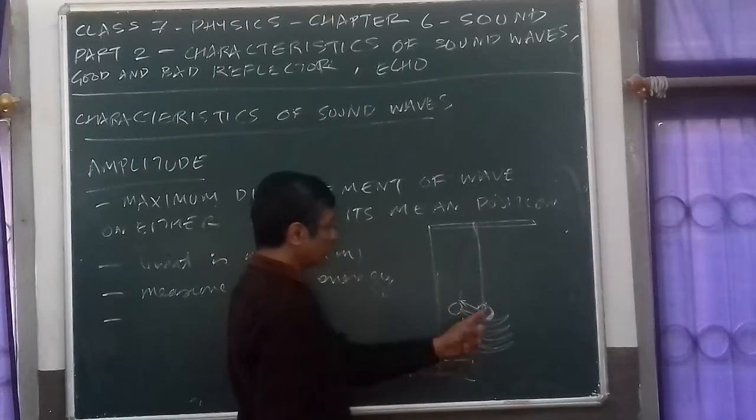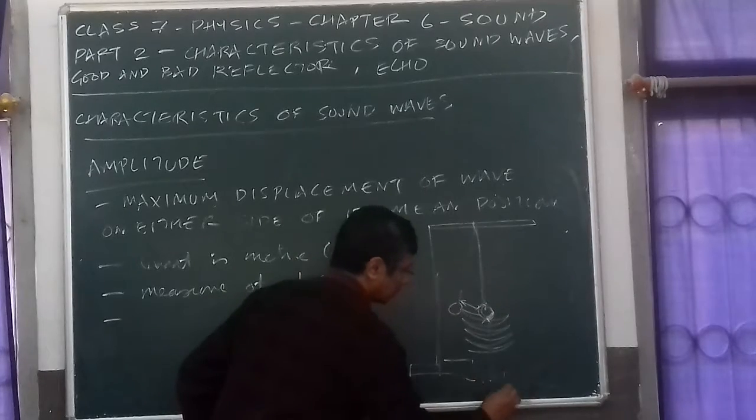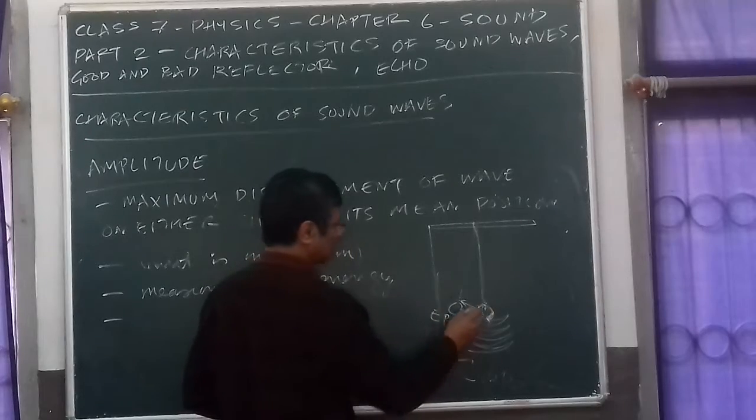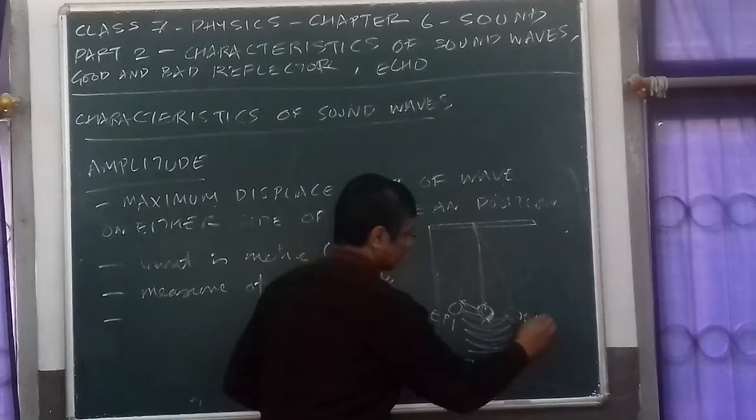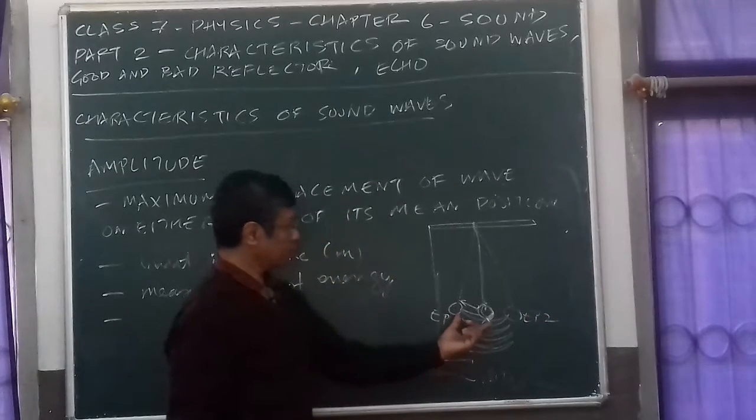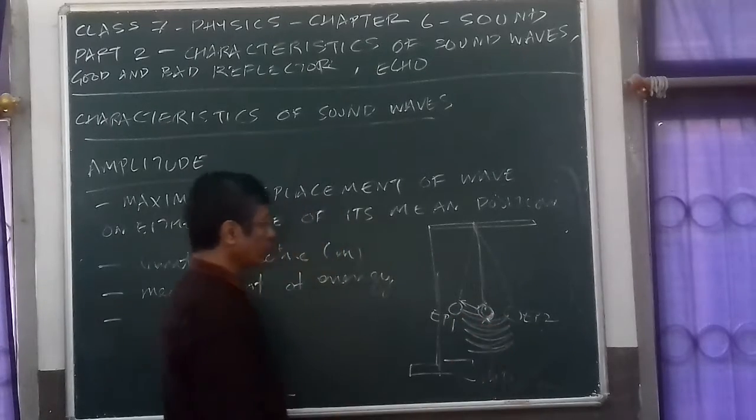So the mean position is here in the center, let's call it MP, and this is one extreme position, let's call it EP1, and there's another extreme position on the other side, let's call it EP2. The distance between the mean position and extreme position 1 is called the amplitude, and it's obviously the same on the other side as well.